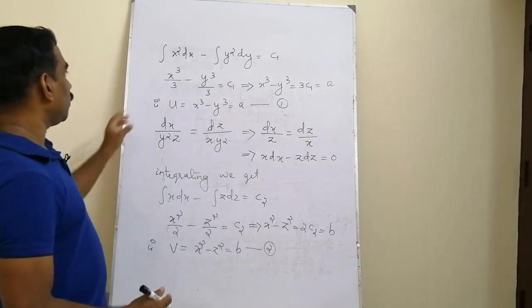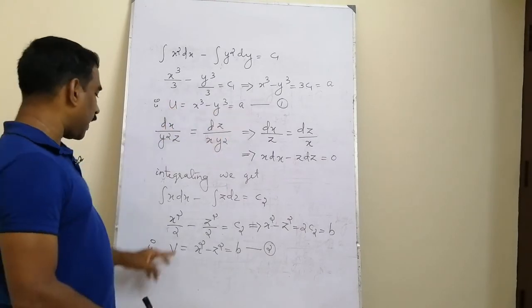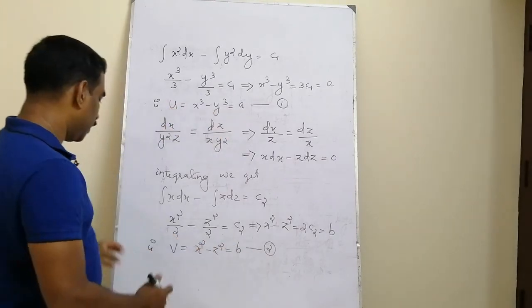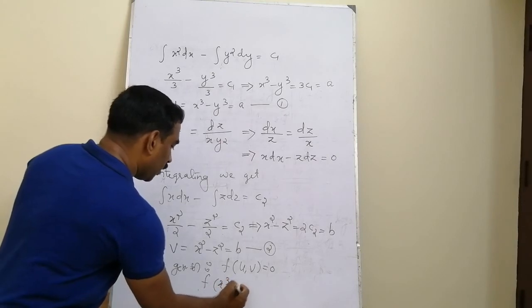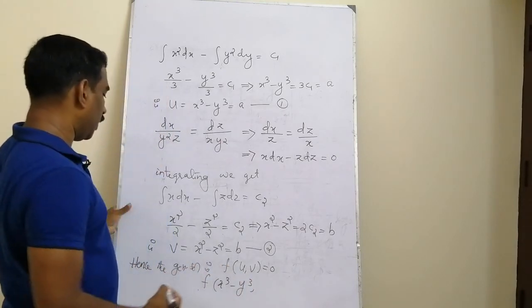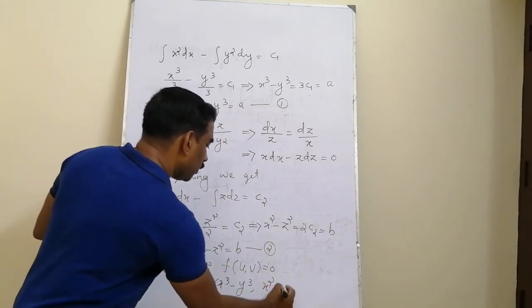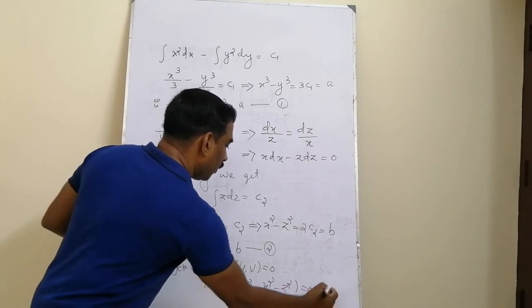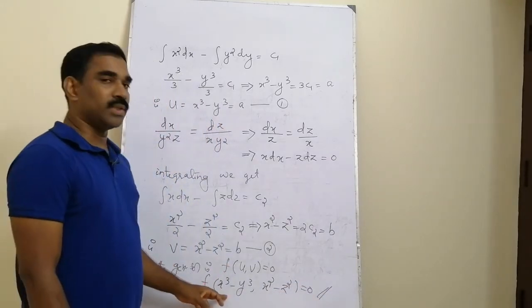So we have two independent solutions: u is equal to a constant and v is equal to another arbitrary constant. What is u? u is x cube minus y cube, comma, v is x square minus z square, is equal to 0, where f is an arbitrary function.